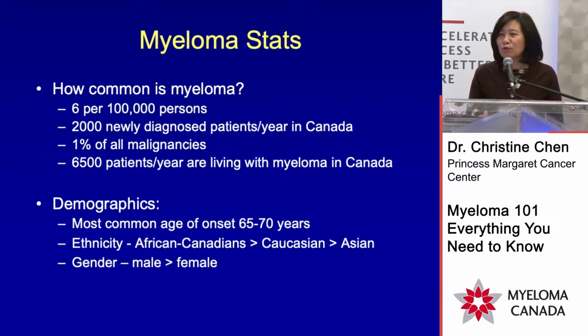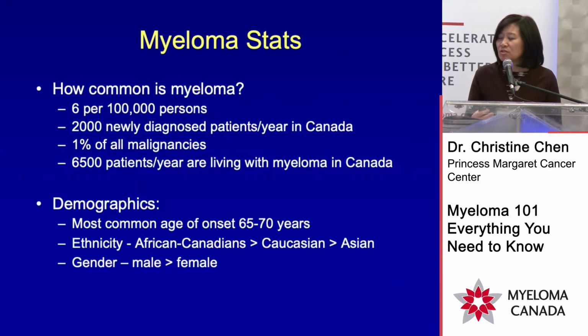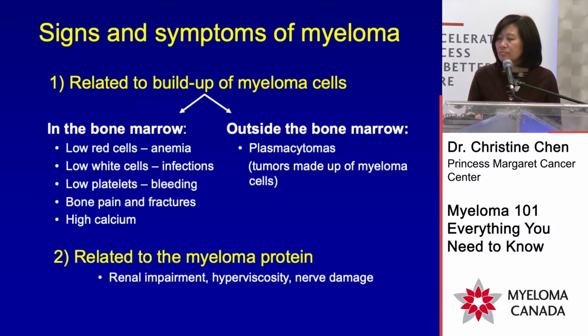Myeloma is a disease of older people, so the average age is 65 to 70, although we do have patients who are as young as in their 20s. And it does seem to have a bit of an ethnic predisposition, less common in Asians than in African Canadians, and a little bit of a predominance of men.